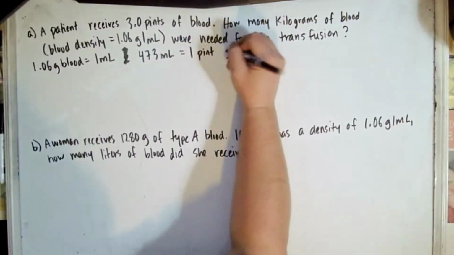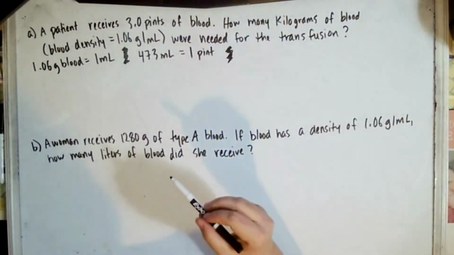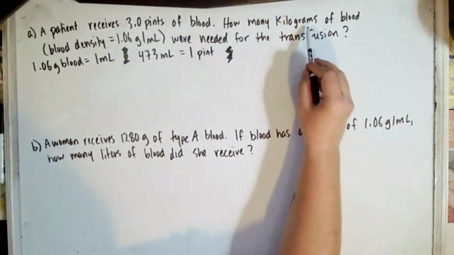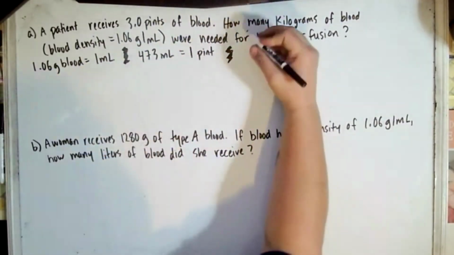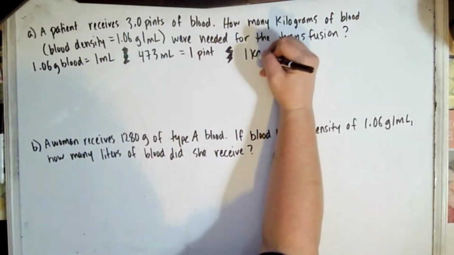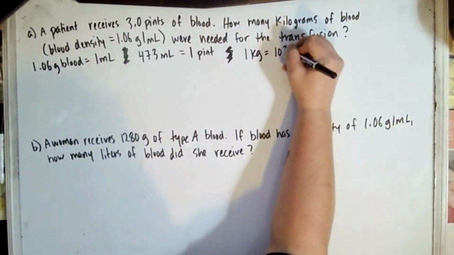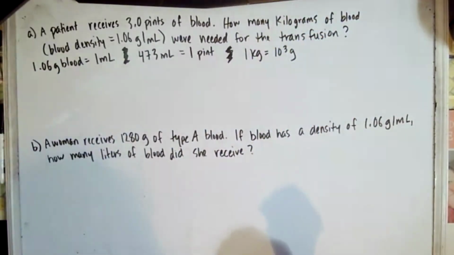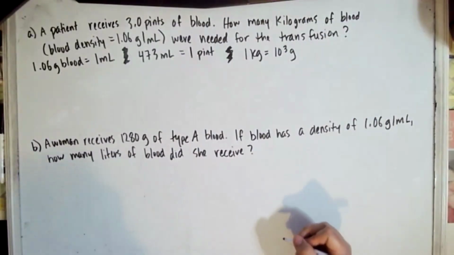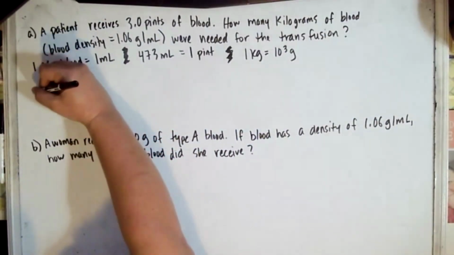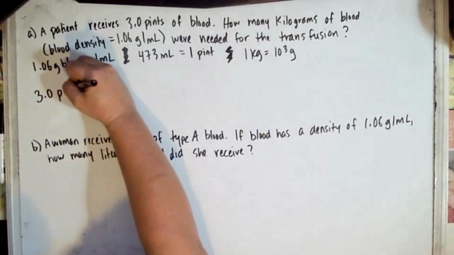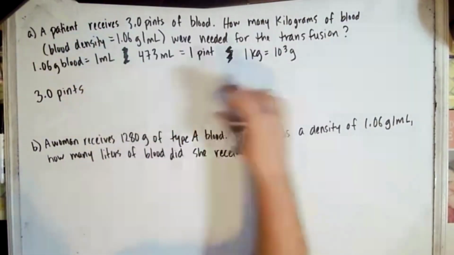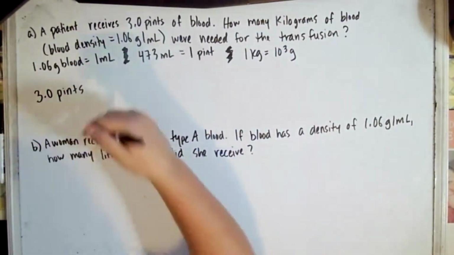And then the last conversion that we're going to need, we need to have our answer in terms of kilograms. So we're going to need to be converting grams into kilograms. 1 kilogram equals 10 to the 3 grams. So those are the 3 equalities that we're going to need. We start out with our 3 pints of blood. Okay, so we'll build one long conversion factor for this one.